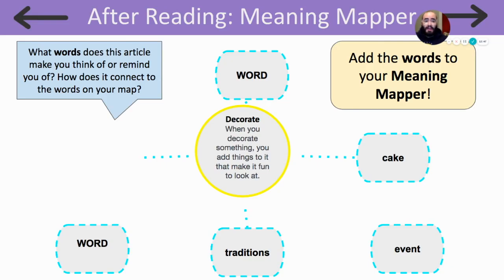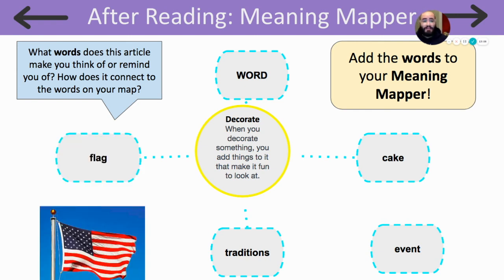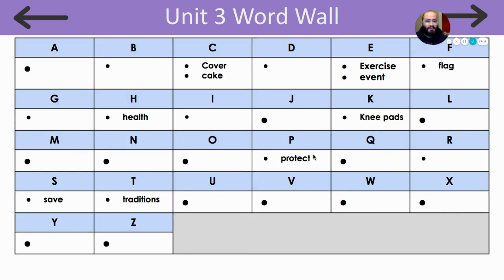Now I want you to take out your meaning mapper. We've already added the words cake, traditions, and events, but after reading this article, I want you to think of what other words the word decorate reminds you of that you could add to your meaning mapper. And add those words to your meaning mapper now. The word I added today was flag, because during Veterans Day, people use flags to decorate. The last thing I want you to do is add the word flag to your meaning mapper.